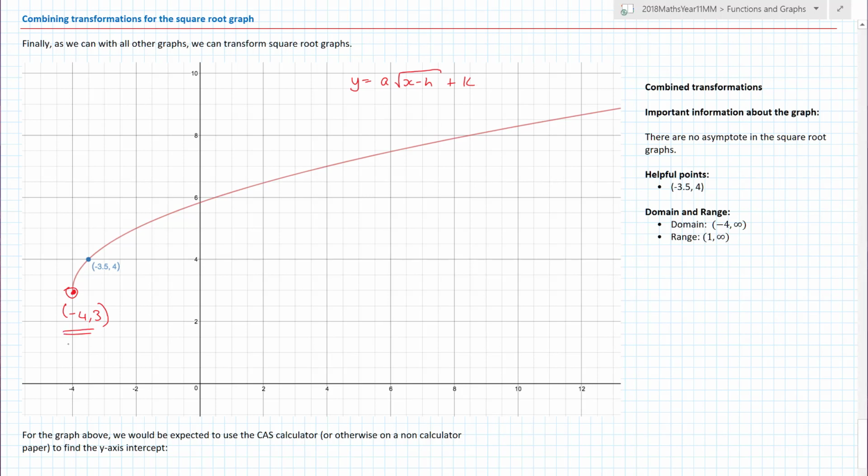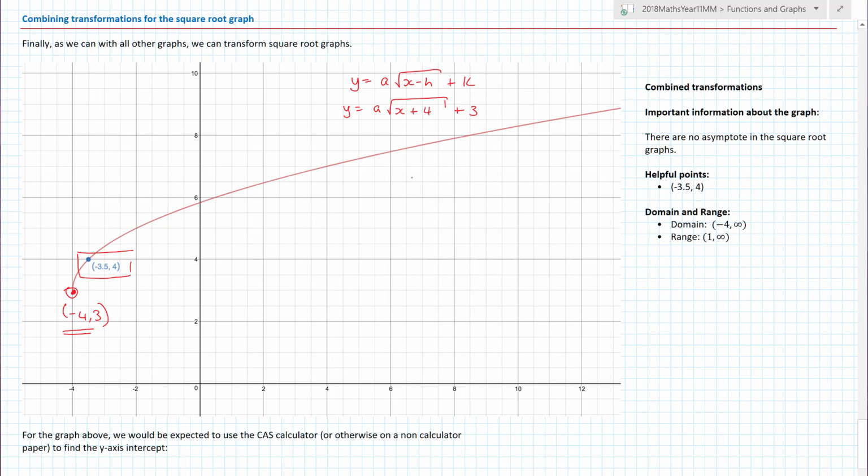Because my graph has now moved to (-4, 3), I would know that y would be equal to a times the square root of x minus h, which would be x + 4, and then + 3. So I'm almost there. That's awesome. But how do I now find my value of a? Well, to do that, I would need to know one other point.